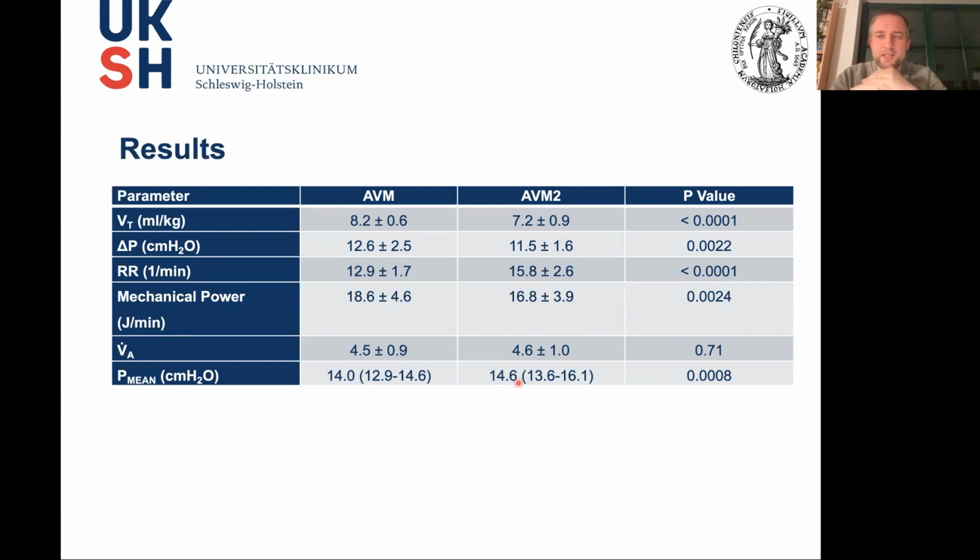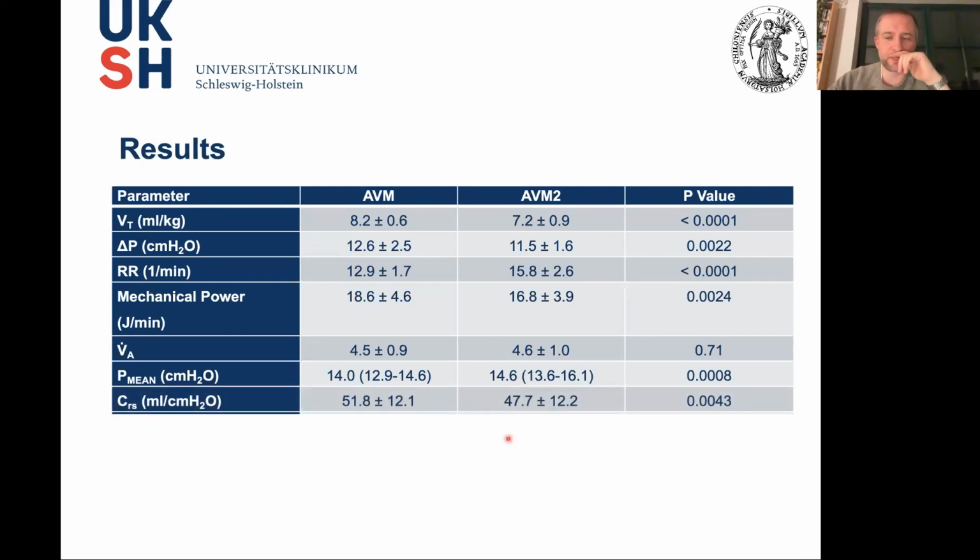While AVM ventilates in general with an I to E ratio of 1 to 1.5, AVM2 will generally ventilate with an I to E ratio of 1 to 1. That's why, despite having lower driving pressure and lower plateau pressure as well, AVM2 still had a little bit higher mean airway pressure because of the longer duration of inspiration that was selected by this mode. I will come back to this in a few minutes.